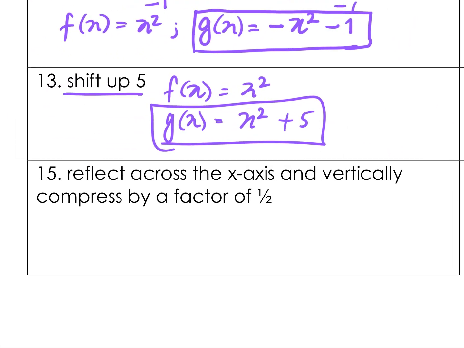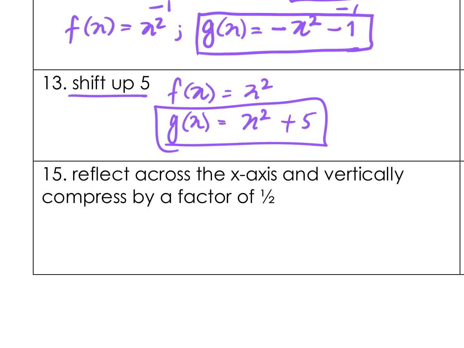Okay, reflect across the x-axis again and vertically compress by a factor of 1/2. So our g of x in here is going to be, it says vertically compress by a factor of 1/2. It means to say 1/2. Reflect across the x-axis, so there should be a negative in front, and that's going to be x squared. Okay, no more. So let's rewrite that once again.